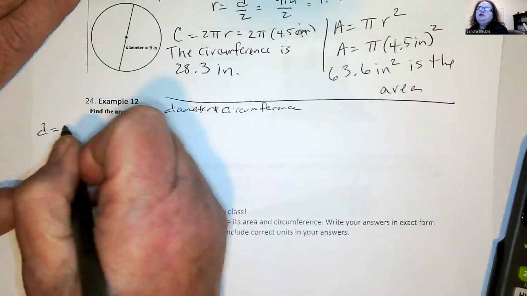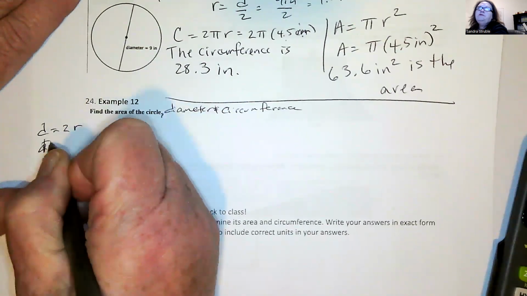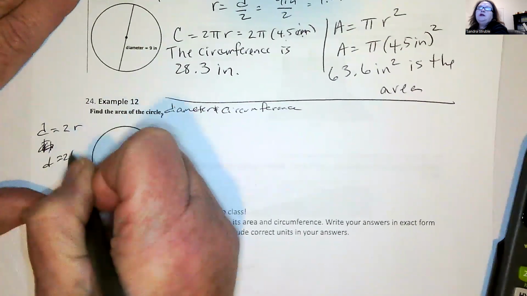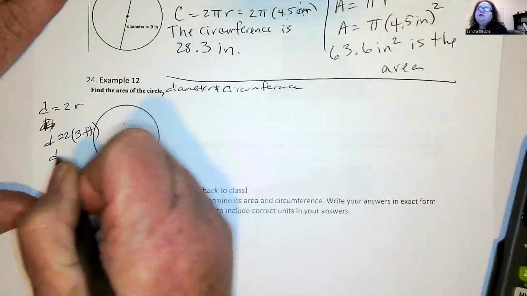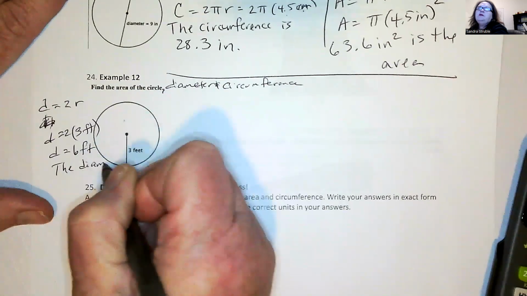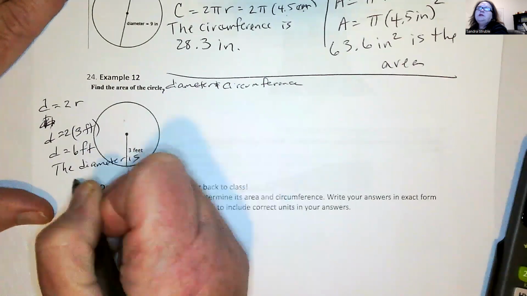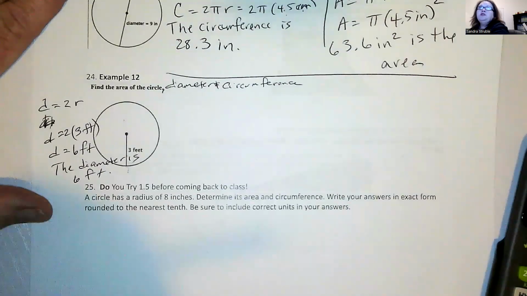Diameter is equal to 2 times the radius. So d equals 2 times 3 feet. So d is equal to 6 feet. The diameter is 6 feet.